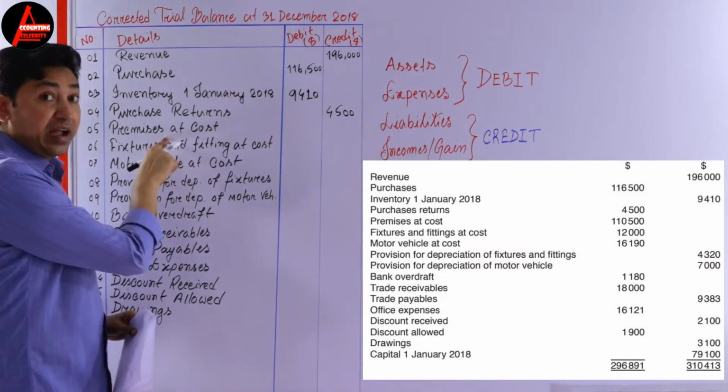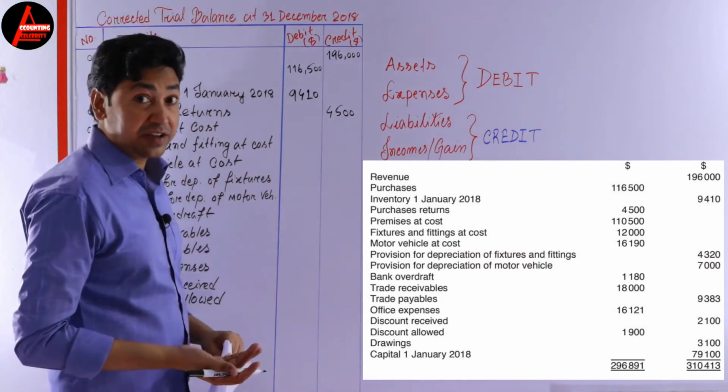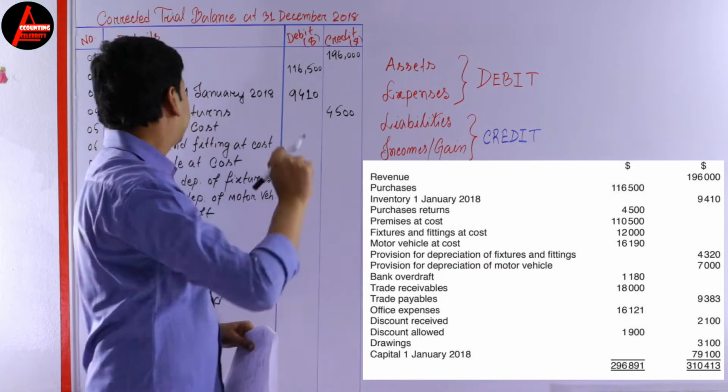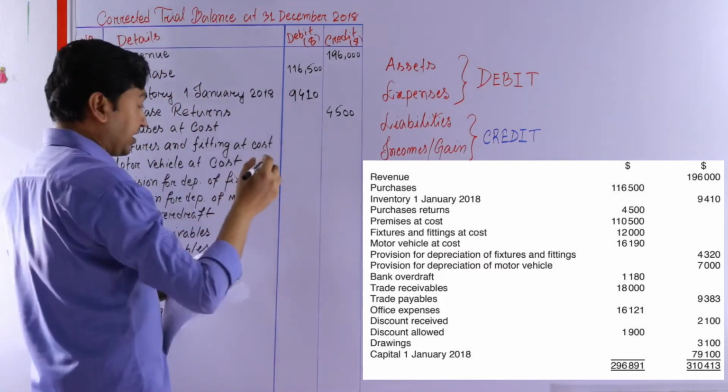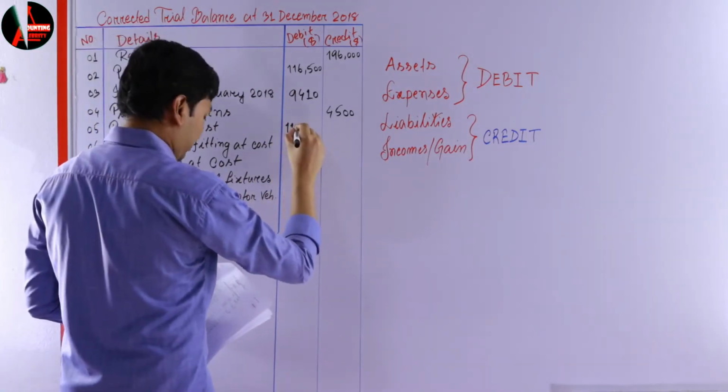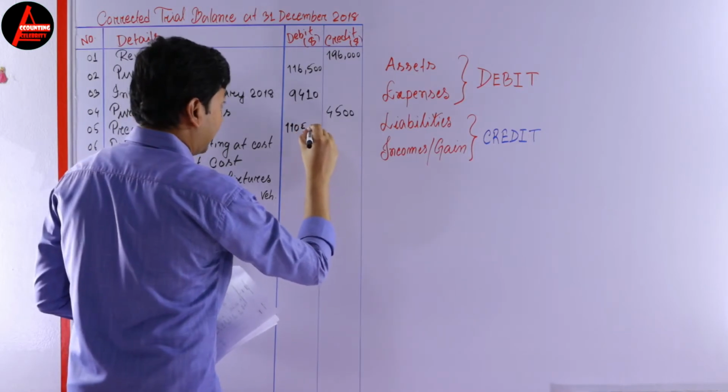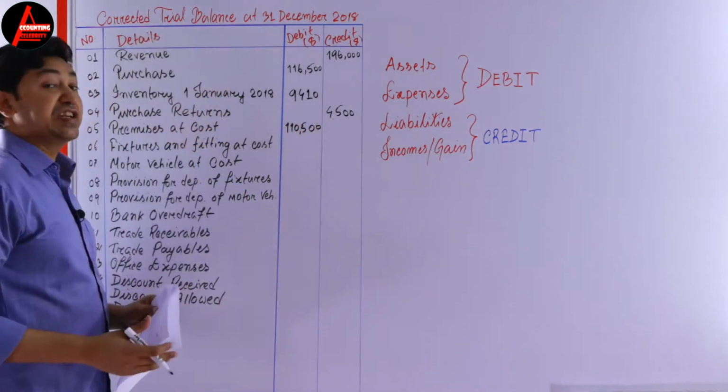Okay, then premises is at cost. So you know premises is a non-current asset. So already you know current asset is here, debit side. So let us write here debit column $110,500. Okay, finished.